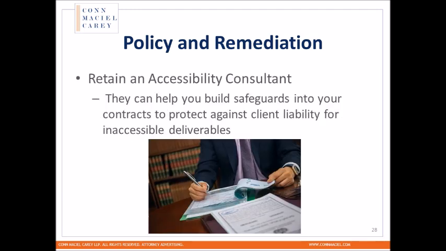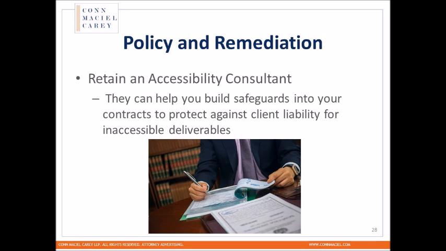And then finally, as I mentioned, consider retaining an accessibility consultant. We are working with a number of them across the country, both to help audit websites, to identify areas of vulnerability, but also to help update and upgrade websites as appropriate. And those really run the gamut because this has been a huge area of litigation.